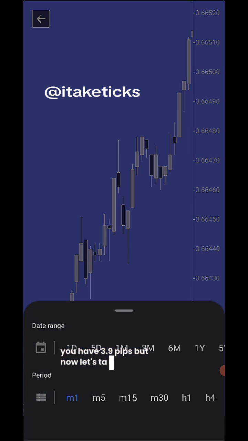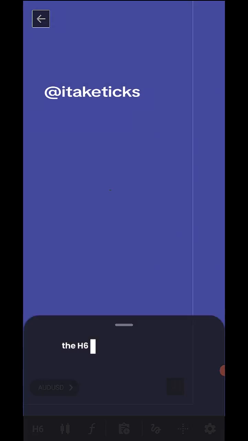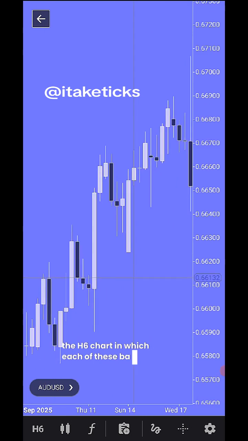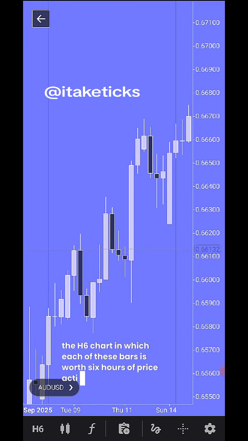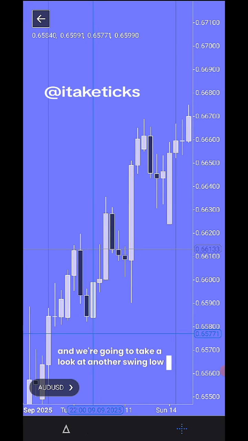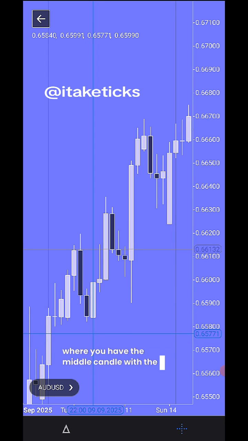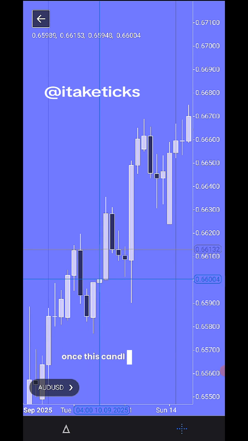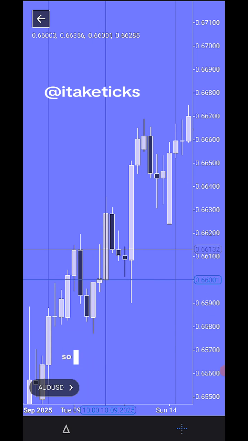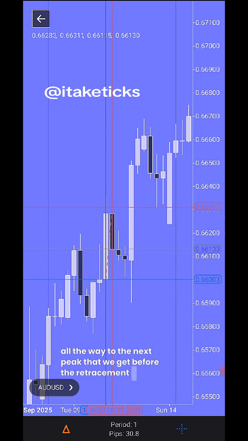But now let's take ourselves over to, say, the H6 chart, in which each of these bars is worth 6 hours of price action. And we're going to take a look at another swing low, 1, 2, 3, where you have the middle candle with the lowest low. Once this candle closes at this point, the next one opens up here. So measuring from this point here all the way to the next peak that we get before the retracement, you can see that we get at least 30 pips of movement.